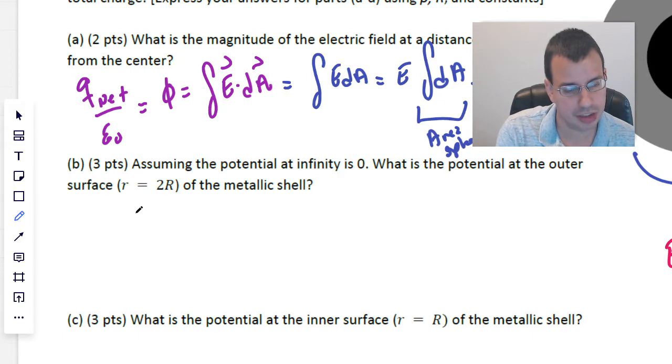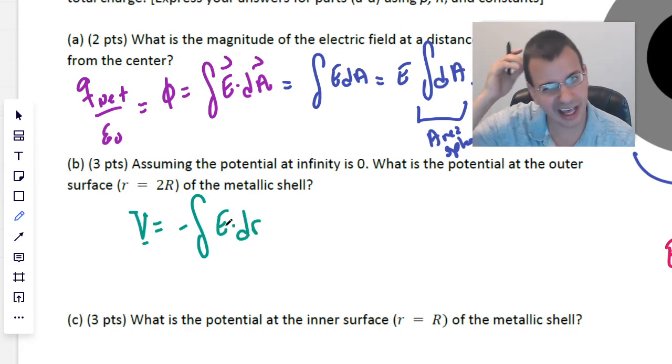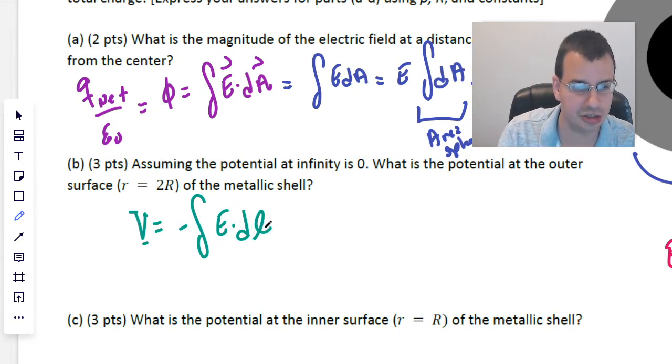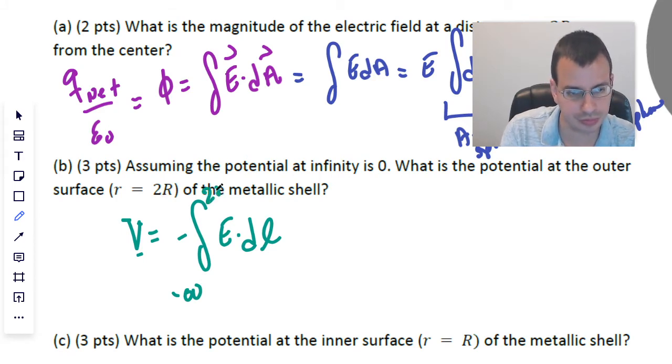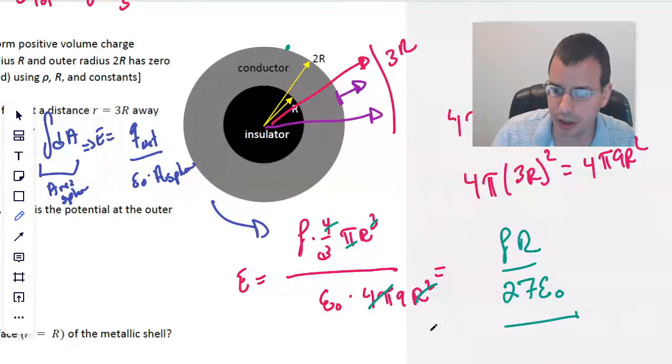Another definition that's going to be more useful in this case is voltage equals negative integral of E dot dr, or dl. It's a line integral. You're right, I should use L. In this case it's going to be the same as r, but L is better. And we're going to go from infinity to the outer surface at 2r. Okay? And we have our formula.